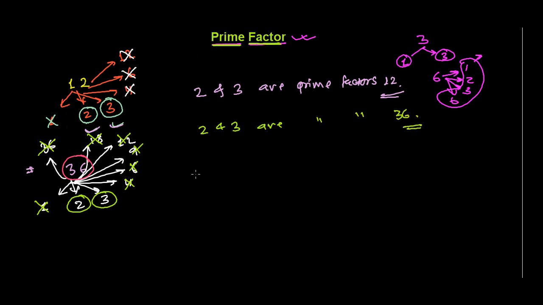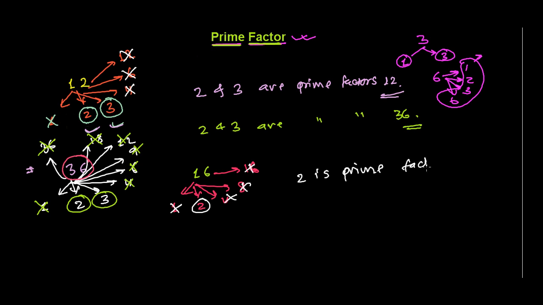All right, let me write here now 16. For 16, how many factors do we have? For 16 we have 1, 2 is also a factor, 4 is also a factor, 8 is also a factor, and 16 itself is also a factor. But if you look here and find out the prime numbers, then there is only one prime number, that is 2. The rest of these are all composite numbers, right? 2 is the only prime number here for 16. So what I will say is that 2 is the prime factor of 16.